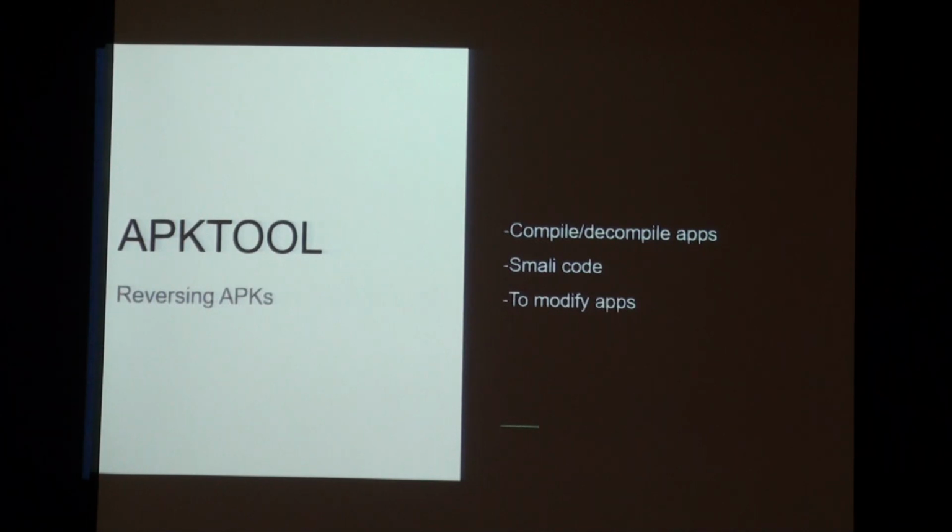We use APK tool. Suppose I have the WhatsApp APK and I don't like the green color, I want rainbow colors. Then I can decompile it, change the colors, recompile it, and then use the application. So that is the main purpose of using APK tool. And it resolves to Smali code. Smali code is an assembler used in Android for dex. So it will resolve to Smali code, and you can then modify the Smali code.